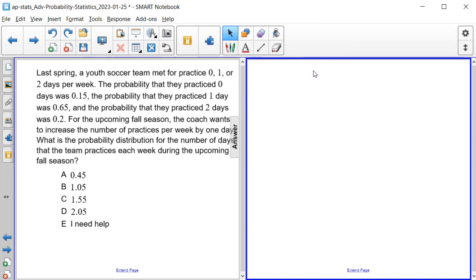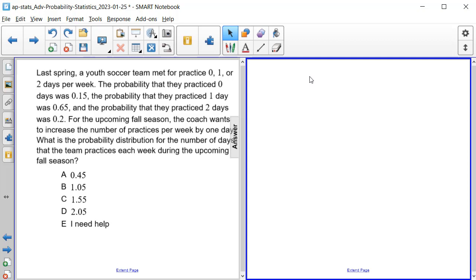Last spring, a youth soccer team met for practice 0, 1, or 2 days a week. The probability that they practiced 0 days was 15/100ths, or 15%. The probability that they practiced 1 day was 65/100ths, or 65%. And the probability that they practiced 2 days was 2/10ths, or 20%.